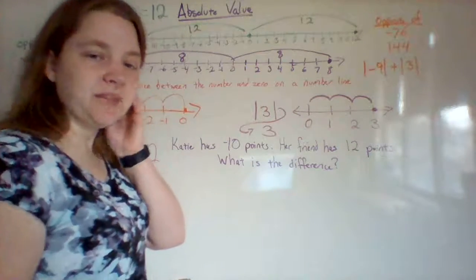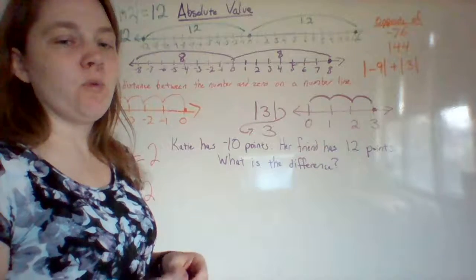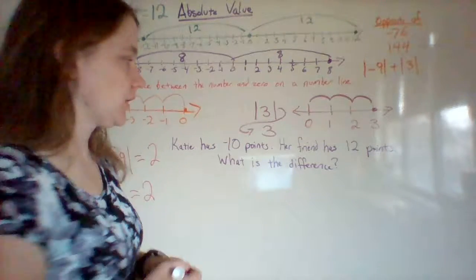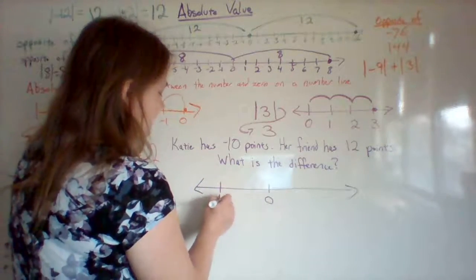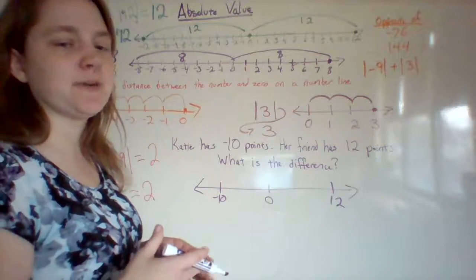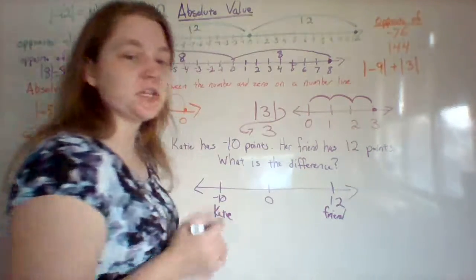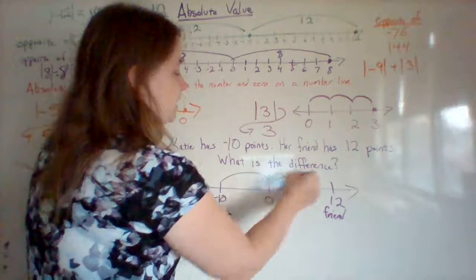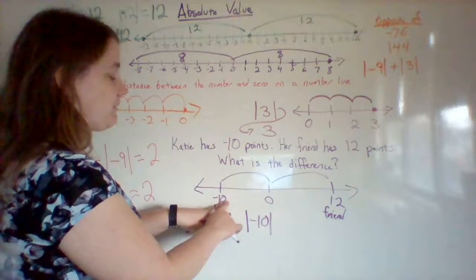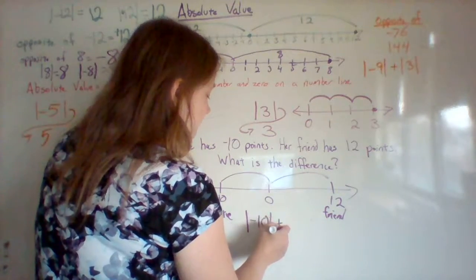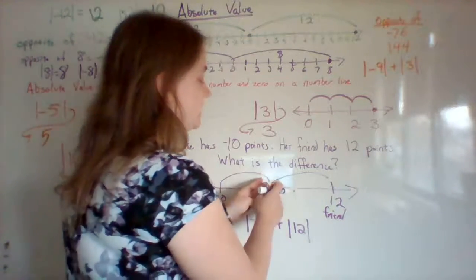Let's put this in a little bit of context. Let's say that Katie has negative 10 points in a video game that she's playing. Her friend has 12 points. We want to know what the difference is between Katie's score and her friend's score. When we look at this on a number line, we have 0 somewhere in the middle, Katie down here at negative 10, and her friend up here at 12. So we want to know the difference from negative 10 to 0 and from 0 to 12. So we're going to take the absolute value of negative 10, because that'll tell me how many steps from negative 10 to 0, plus the absolute value of 12, because I also want to know the difference from 0 to 12.